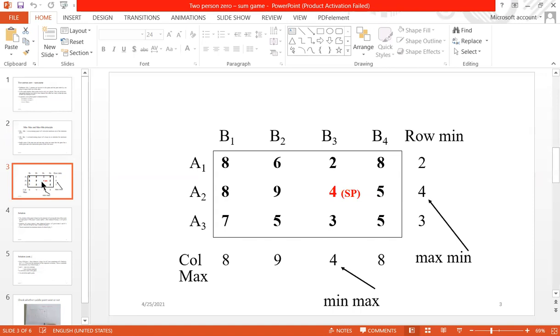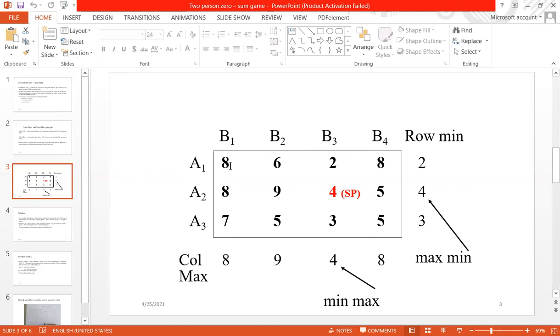Now, see this payoff matrix. Here the A player has three alternatives, A1, A2, and A3. B player has four alternatives, B1, B2, B3, and B4. It is possible that the two players have different sets of alternatives. Now, if A player chooses A1 and B player chooses B1, the payoff for A is 8. If A player chooses A1 and B player chooses B2, the payoff for A is 6. So in this table, all the payoffs are written from the point of view of player A.